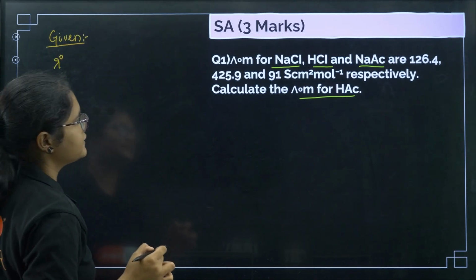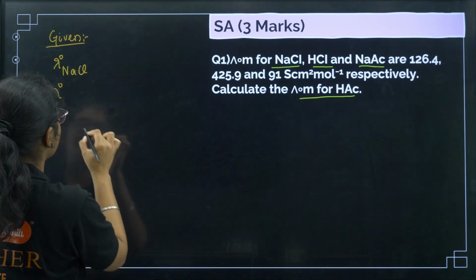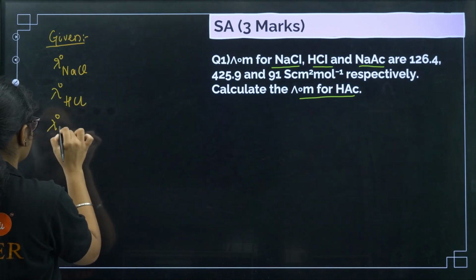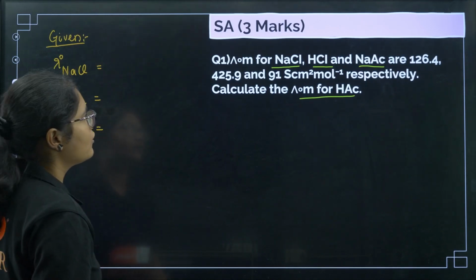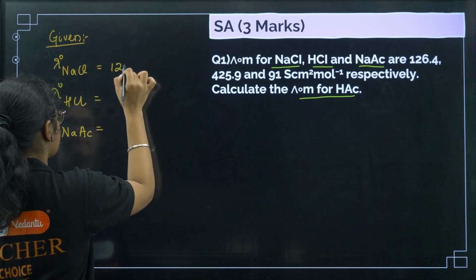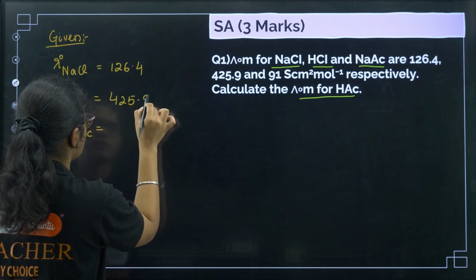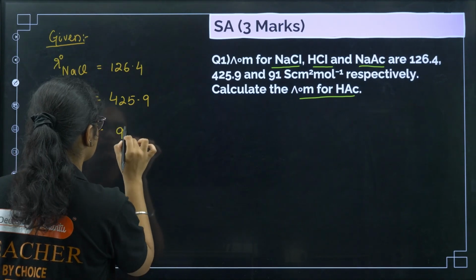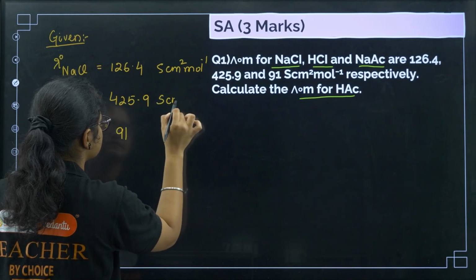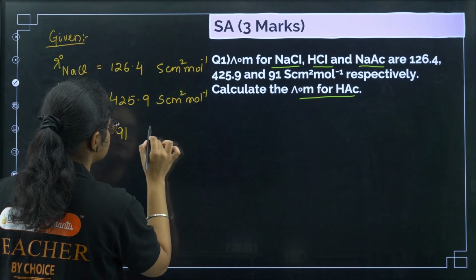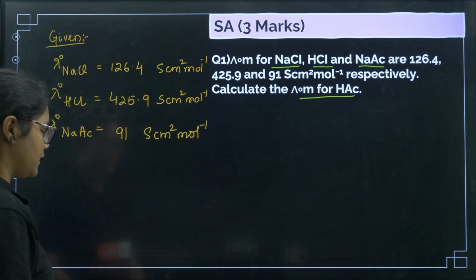Lambda naught of NaCl is given. Then lambda naught of HCl is given. Then lambda naught of NaAC is given. Now lambda of NaCl is how much? 126.4. And lambda of HCl is how much? 425.9. Then lambda of NaAC is 91. Write the units: S centimeter square mole inverse. Clear? Now what can we do?